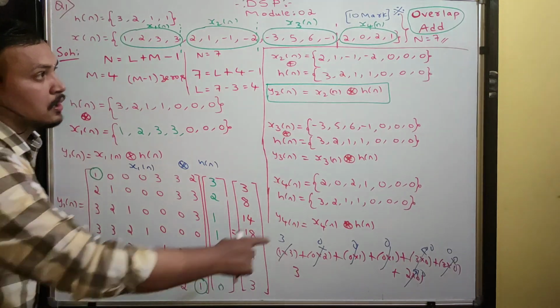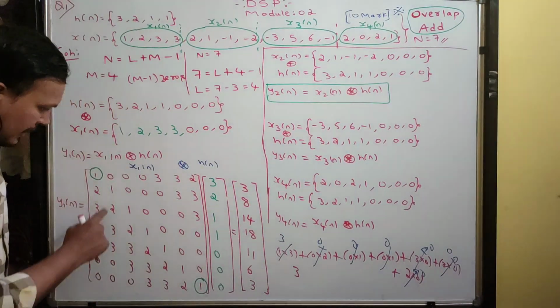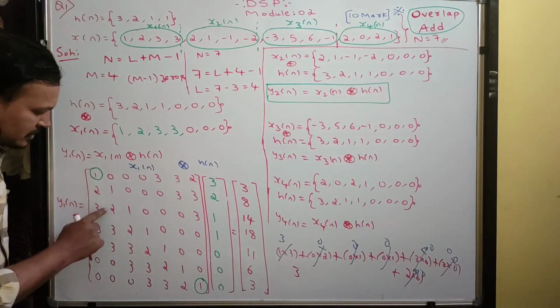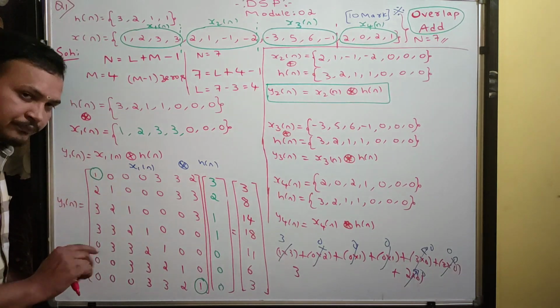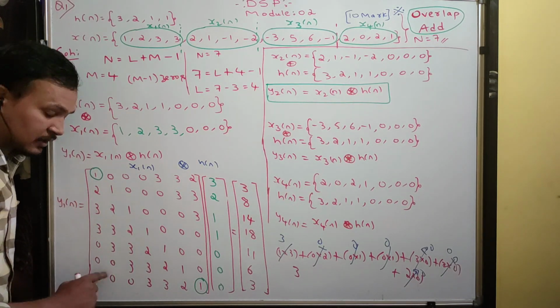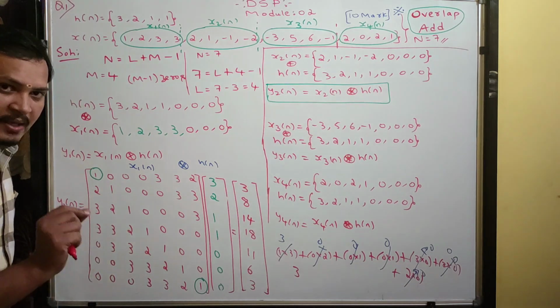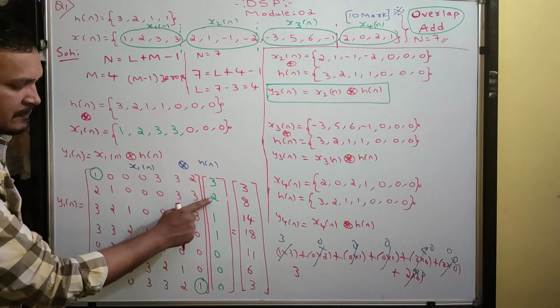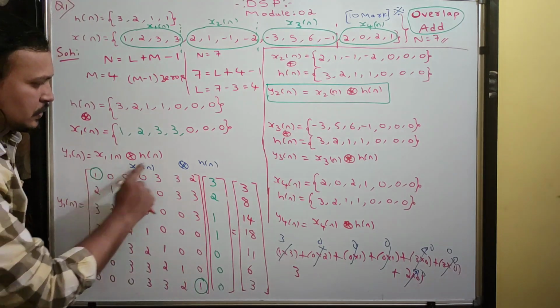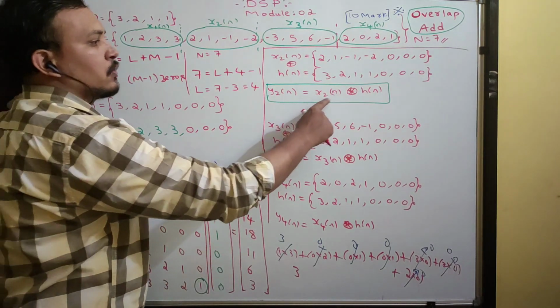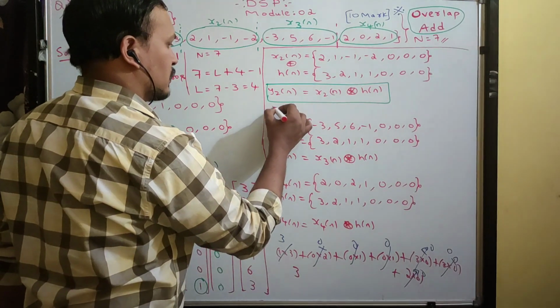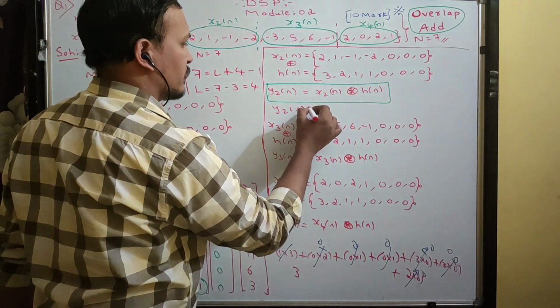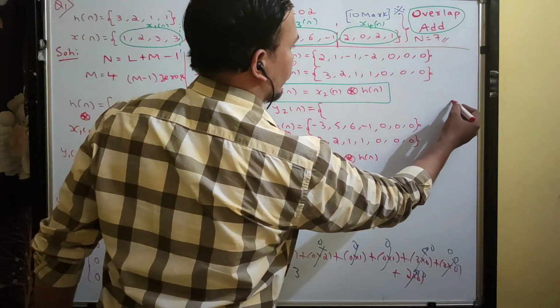Then take the last digit, the bottom one, and write it here. Later copy the previous values. Do it correctly. Okay. Don't make any mistakes. So once completed this, multiply with the same thing, 3 2 1 1. Then do the same procedure. Then you will get output y2 of n, this value.